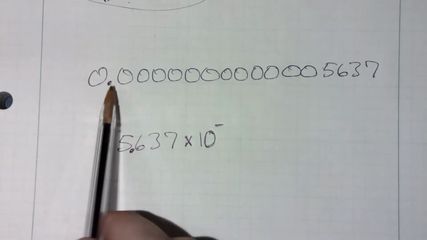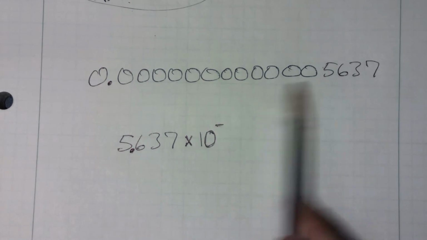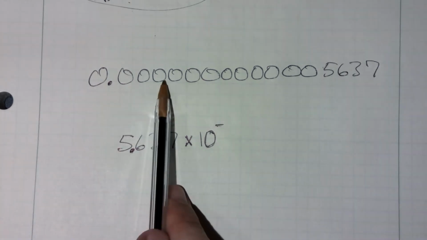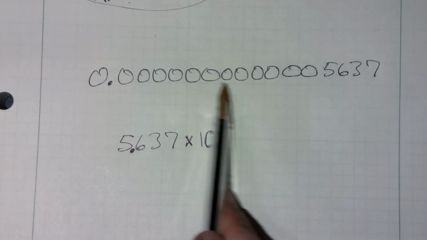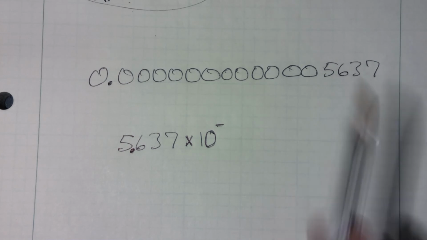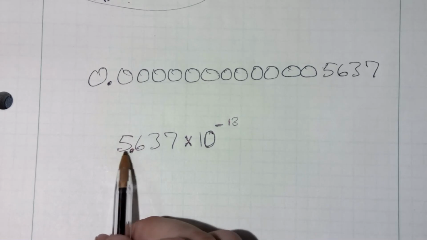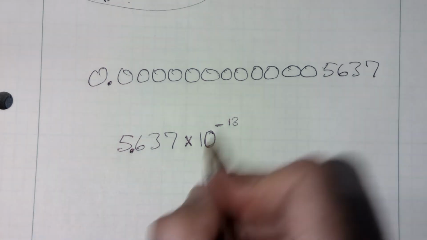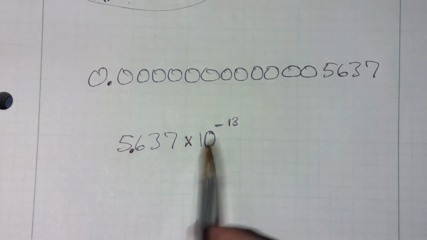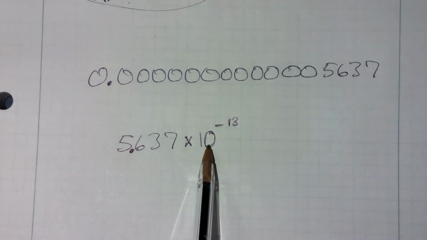Well, let's find out. Remember, I moved the decimal from here all the way down to here. So let's count. 1, 2, 3, 4, 5, 6, 7, 8, 9, 10, 11, 12, 13. So I'm going to end up dividing that 5.637 by 10 13 times. And just remember, a negative exponent means I'm dividing by this number, which is 10, which moves the decimal to the left.